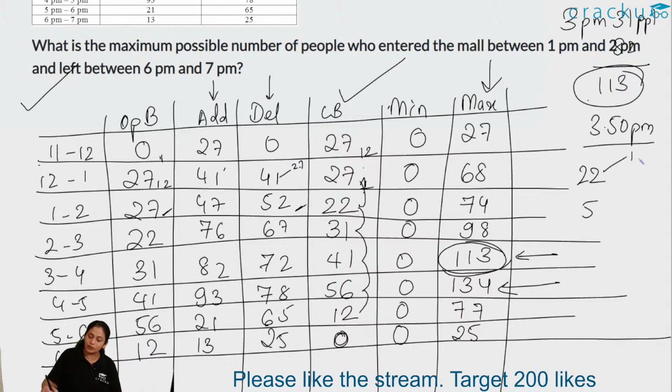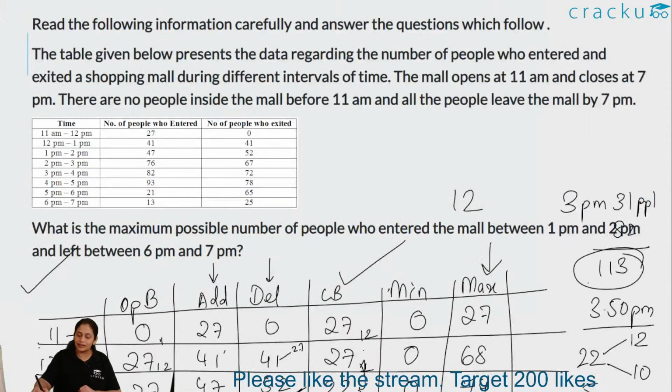So of these 22, only 12 remained and 10 went off, which meant that of these, what is the number of people who could have actually left from 6 p.m. to 7 p.m.? Only 12 could have left between 6 p.m. to 7 p.m., those who started between 1 to 2. So what is the maximum possible number of people who entered the mall between 1 to 2 and left between 6 to 7 p.m.? The maximum possible number of this entire list, that is basically the floor of that particular range, which is 12. Now let's take a look at the next question.